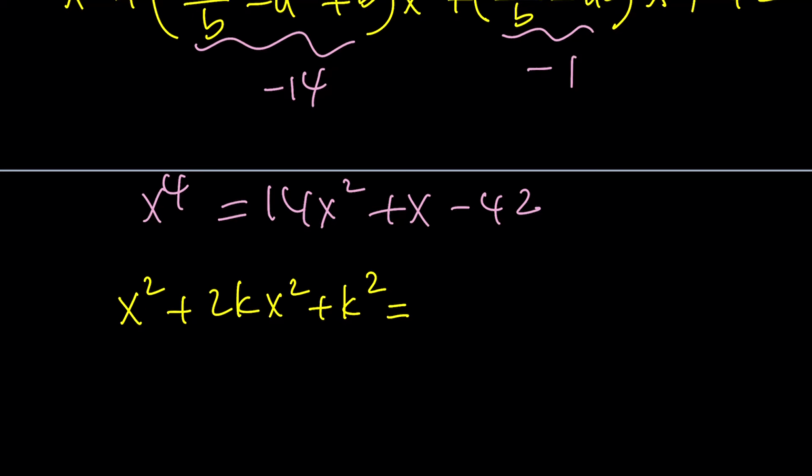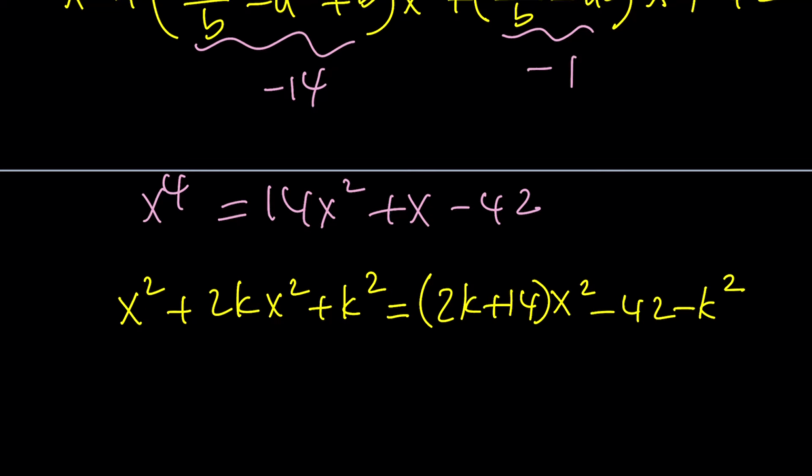And on the right-hand side, you're going to have 2k plus 14 x squared, because we added another x squared from here, plus x plus k squared minus 42, or I should probably write it as both minus, minus 42. Let's see, we can cancel this and erase this too. And now we have minus 42 minus k squared.